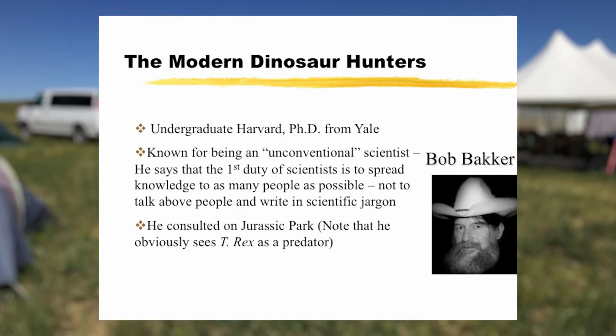Bob Bakker got his undergraduate at Harvard, his PhD from Yale. He's known as being an unconventional scientist. He loves talking to kids. He is very easy to get along with. He tries to make dinosaurs interesting to children. He was consulted on Jurassic Park. He obviously sees T-Rex as a predator.